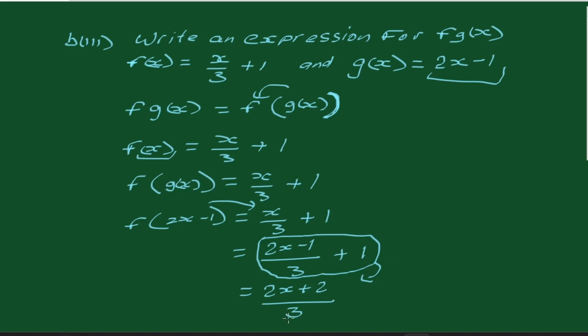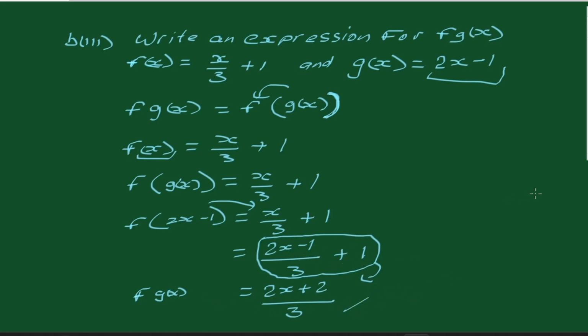So now we can restate our answer here. Our completed answer is f of g of x equals 2x plus 2 all over 3. And this completes the answer for this question here.